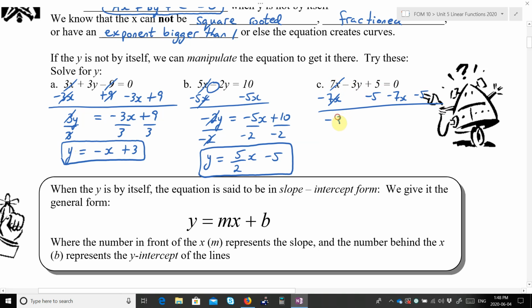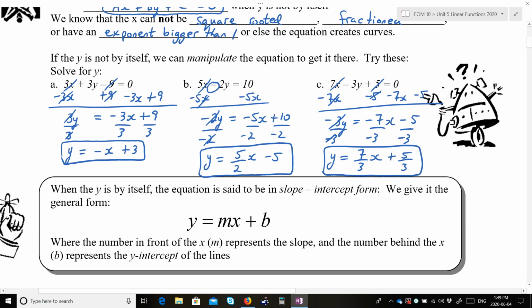This one here, subtract 7x from both sides, subtract 5 from both sides. Then we have negative 3y equals negative 7x minus 5. Divide everything by negative 3, and we get y equals 7 over 3 times x plus 5 over 3.